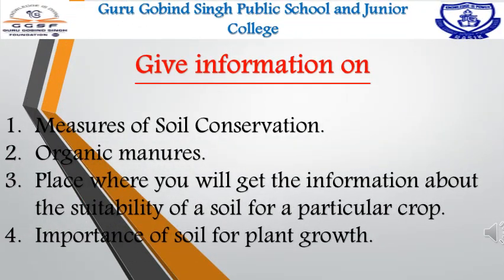Now children, give information on the first one, measures of soil conservation. So dear children, considering the importance of soils for occupations like agriculture, it is extremely important to conserve soil and protect the fertile soils of the farmlands from getting washed away. To prevent soil erosion due to rain, water and wind, the following measures have been adopted.